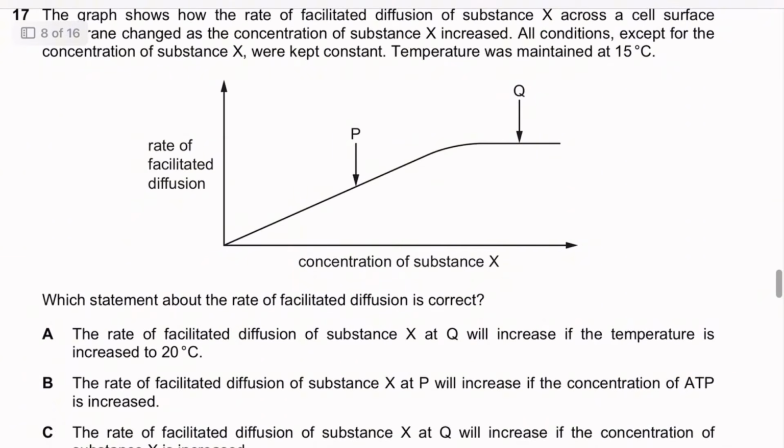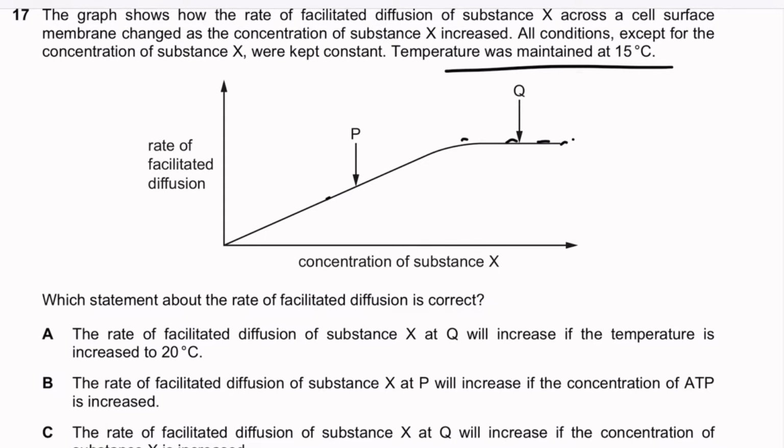The graph shows how the rate of facilitated diffusion of substance X across a cell surface membrane changed as the concentration of substance X increased. Okay. All conditions except for the concentration of substance X were kept constant. The temperature was maintained at 15 Celsius. So the concentration of substance X increases the rate of facilitated diffusion. And here you could see in the beginning it was impacting the rate of facilitated diffusion because substances could just flow freely through the channel, and then at a certain point saturation happened.